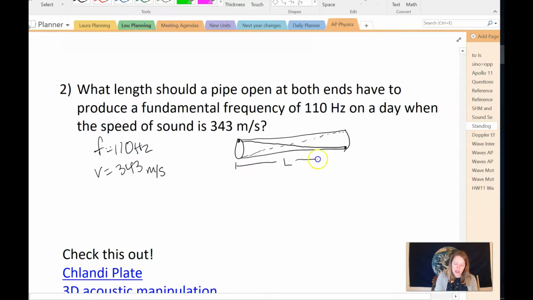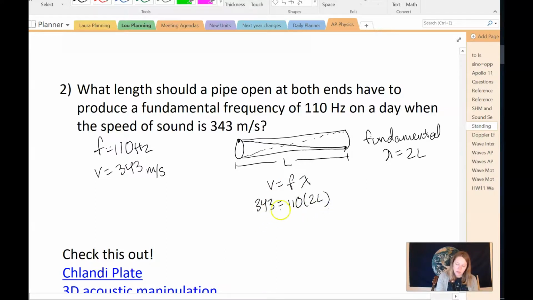So we're interested in the length of this pipe. And so for the fundamental, the wavelength is equal to 2 times the length. And so if V equals F lambda, 343 equals 110 times 2 times the length. So L equals 343 divided by 220. And I'll just do that math real fast. So that's 1.56 meters.